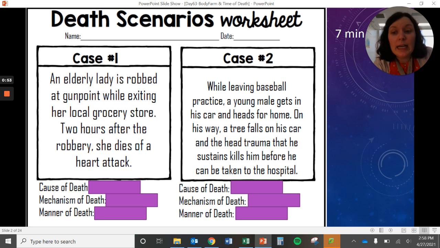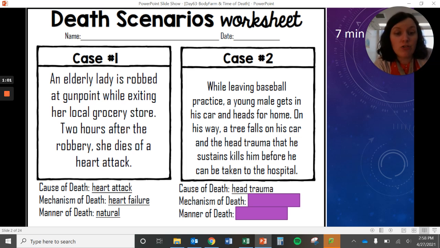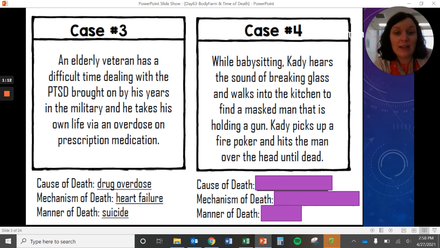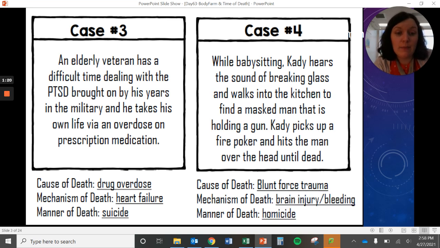For case 1, the cause of death was heart attack, mechanism of death is heart failure, and natural is our manner of death. For number 2, cause is head trauma, brain injury for mechanism, and accidental for our manner. For case 3, cause of death is drug overdose, the mechanism is heart failure, and the manner of death is suicide. And number 4, cause is blunt force trauma, mechanism is brain injury or bleeding, and then the manner is homicide.